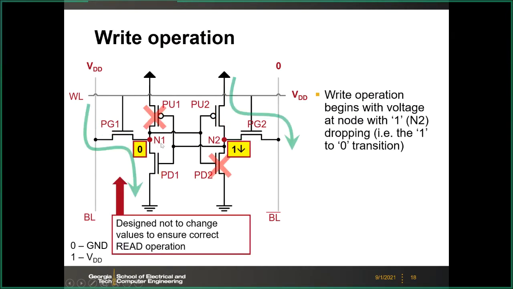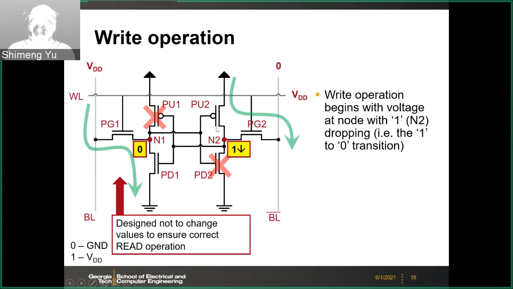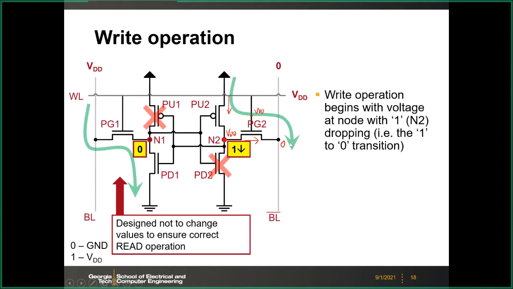Then what triggers the write operation? We have to look at the right branch of the circuit here. On the right branch, the bitline bar is grounded, and the pass gate 2 is turned on. Here this stores VDD. So then we will have the current flow through the pass gate 2, and this current actually comes from the power supply through the pull up PU2. You have this green current path from the VDD to the bitline bar.